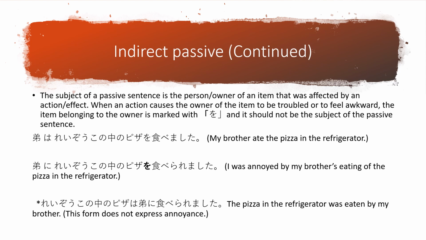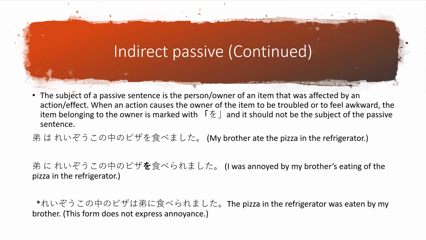The adversative passive structure is used to indicate that the speaker or someone with whom he or she identifies has experienced an adverse or unpleasant effect of an event as a result of someone else's actions. Therefore, the second sentence, 弟に冷蔵庫の中のピザを食べられました。I was annoyed by my brother's eating of the pizza in the refrigerator, is used more often than the last sentence. 冷蔵庫の中のピザは弟に食べられました。The pizza in the refrigerator was eaten by my brother.